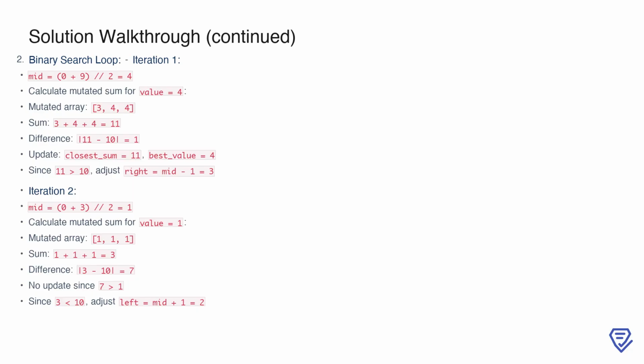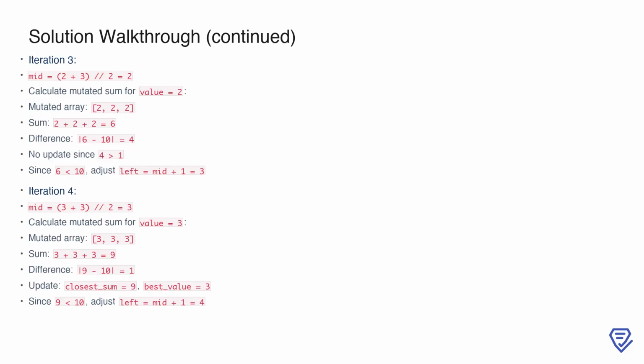In the second iteration, the midpoint becomes 1. Mutating the array with 1 results in 1, 1, 1, with a sum of 3. The difference from the target is 7, which is worse than our current closest difference of 1, so no updates are made. Since the sum 3 is less than the target, we move the left boundary to mid plus 1, which becomes 2. In the third iteration, the midpoint is now 2. Mutating the array with 2 gives 2, 2, 2, with a sum of 6. The difference from the target is 4, which is still worse than the current closest difference of 1. Therefore, we make no updates.